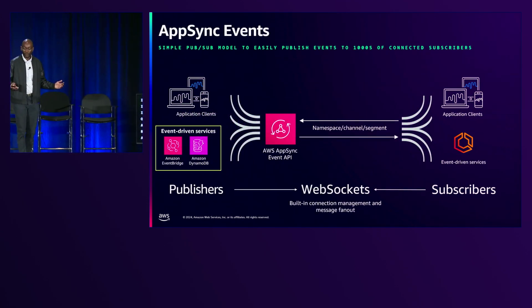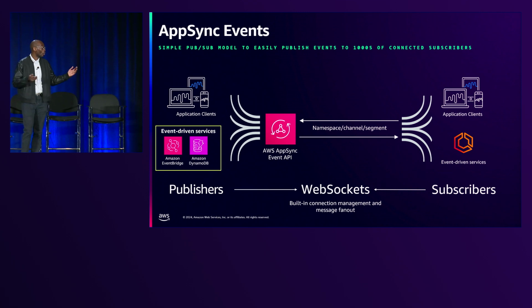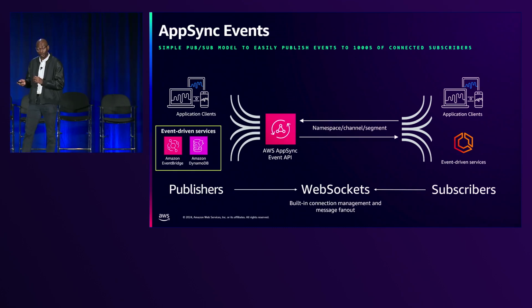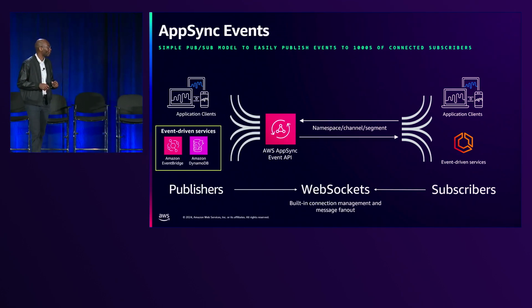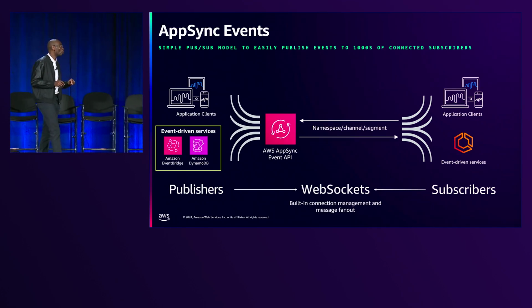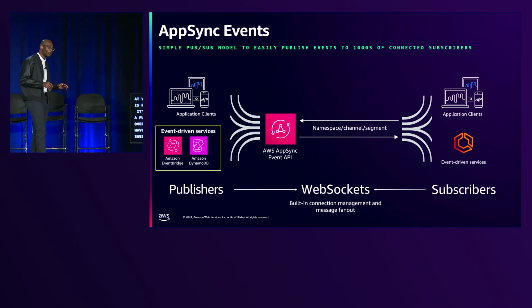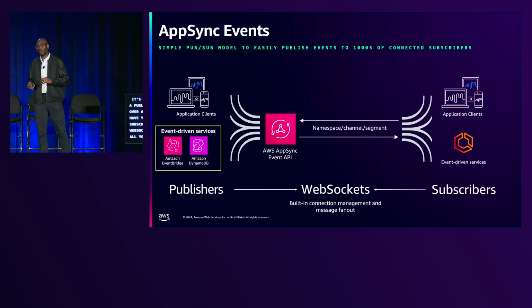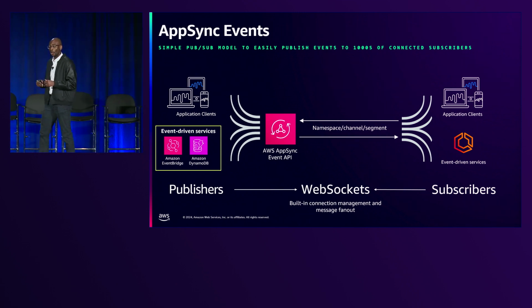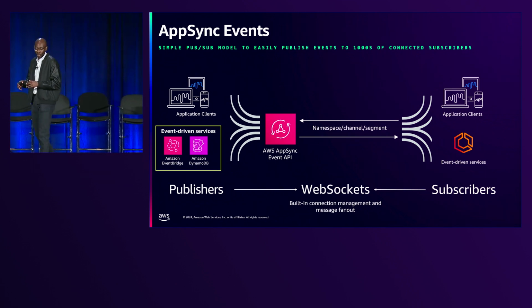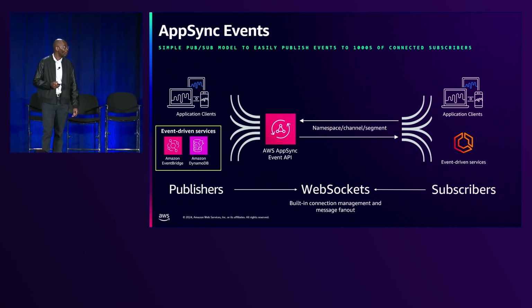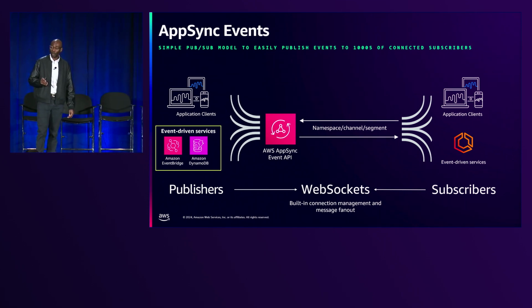AppSync Events is really simple. It's just a WebSocket. You have a publisher that can push data over an HTTP endpoint, and you have your subscribers that can subscribe to channels over WebSockets. And that's it. That's all you need to know about this. There's no special library that you need to use. There's no special implementation. You get all of the benefits of AppSync that you know about today, but all you really need to do is configure a channel and use it. It's that simple.